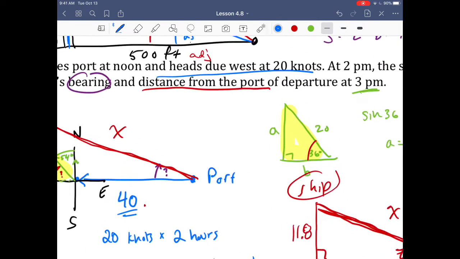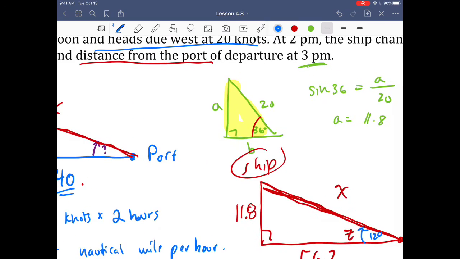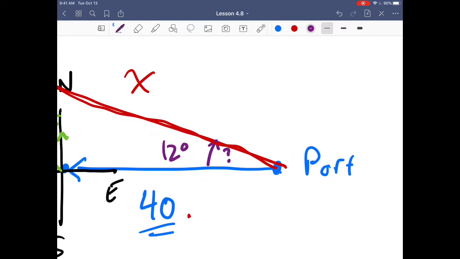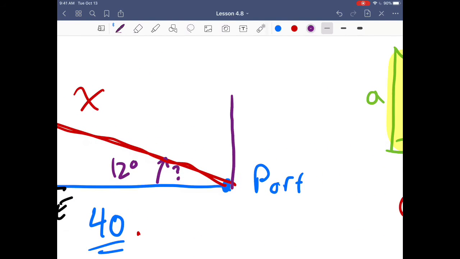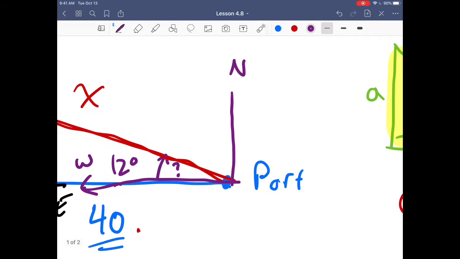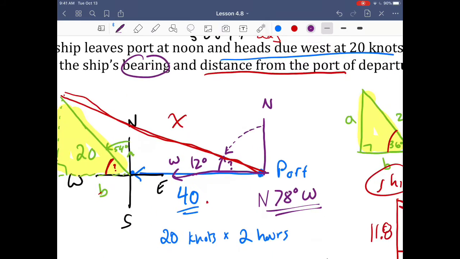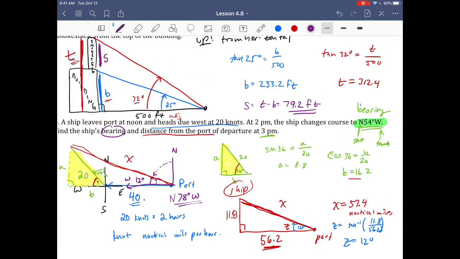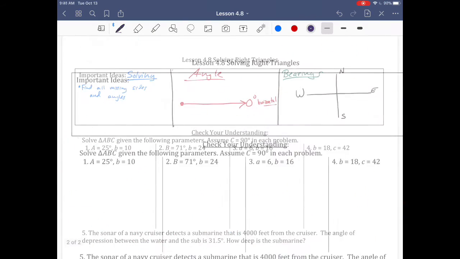So again, if we go back to our drawing here, if this is a 12-degree angle, just do it in purple, 12 degrees. We now have to give it a bearing from north to west. We could say the bearing is north. What's this angle right here? 78 degrees west. And there we have it. Okay, so that's your distance and the bearing.